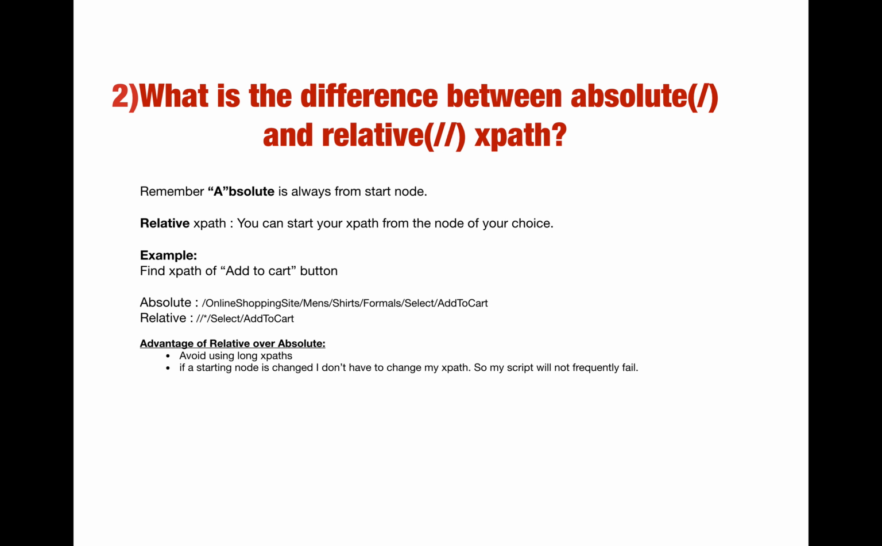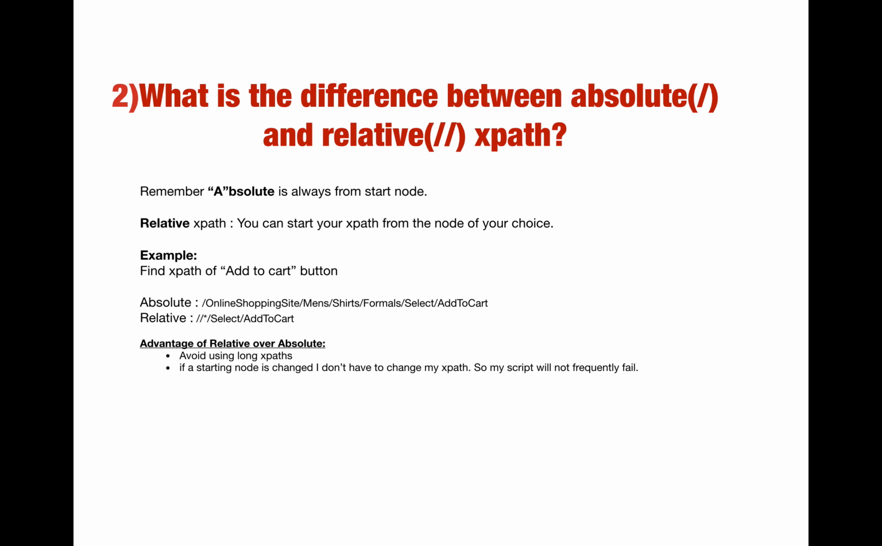So let's understand this with the help of an example, guys. You are trying to find the XPath of the add to cart button on your application. So imagine you are working on an online shopping site. You see a number of items available, and upon selection of each item, you will have an add to cart option. So you want to automate that add to cart button here.